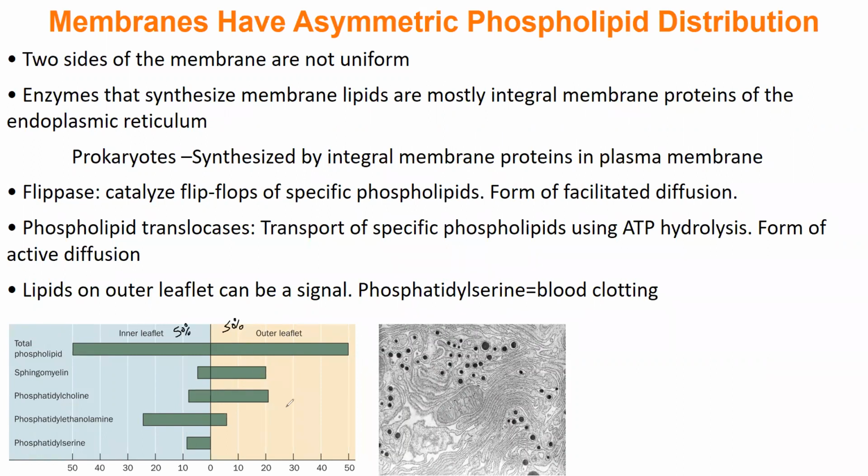However, when looking at the proportion of total lipids, here we have that sphingomyelin, they make up about 20% of the outer leaflet, while 5% of the inner. Phosphatidylcholine, let's say like 22%, let's say like 8%.